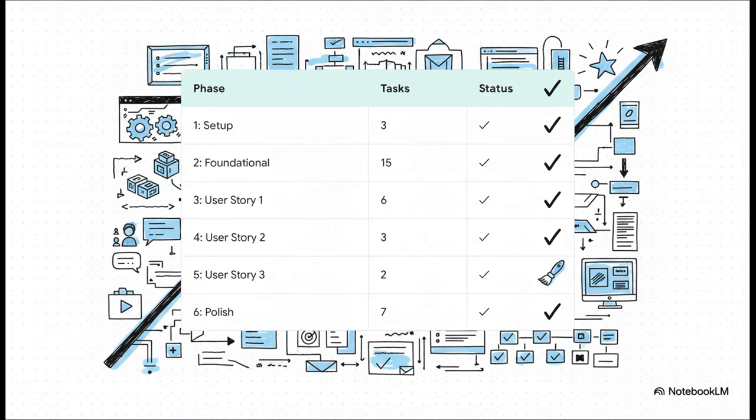And you can see that methodical progress right here. It's like a checklist. We've got the 6 phases, from setup all the way to polish, and you just watch them get checked off one by one. It creates this incredibly clear, visible path from nothing to a finished working app.